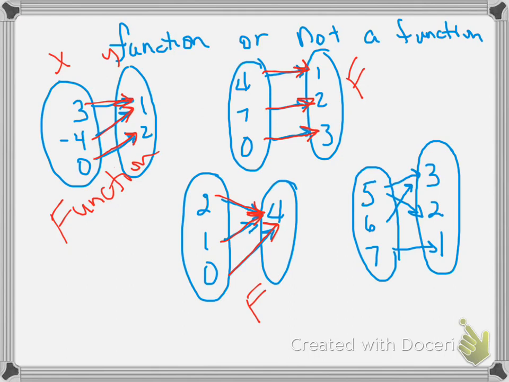Alright, look at the last one. This is x and this is y. Does 5 go to only one y? Yes, it does. Oh, does it? Look here, it goes to 3 and it also goes to 2. So what they're saying is if you put an x value into an equation, you're going to get two different answers. And that's not possible. So we already know this is not a function.